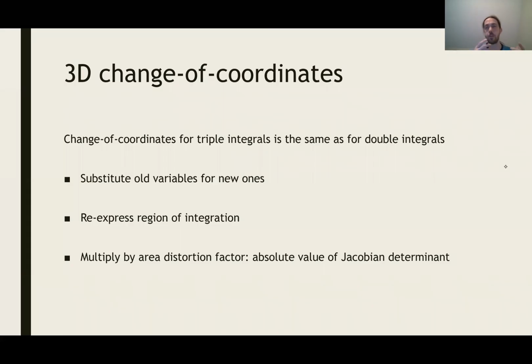Now let's talk about change of variables for triple integrals. Change of variables for triple integrals in principle is the exact same as we did it for two-dimensional integrals. We do the same steps.